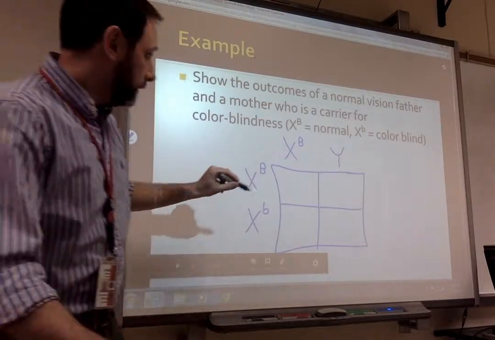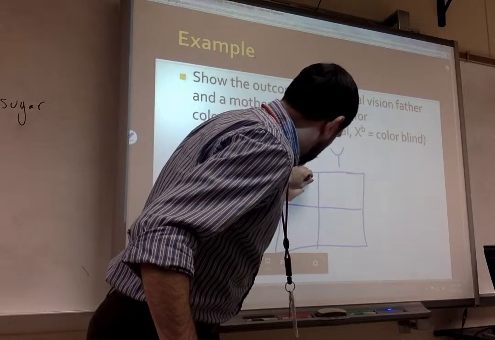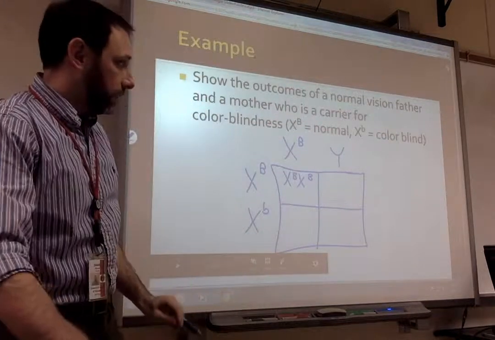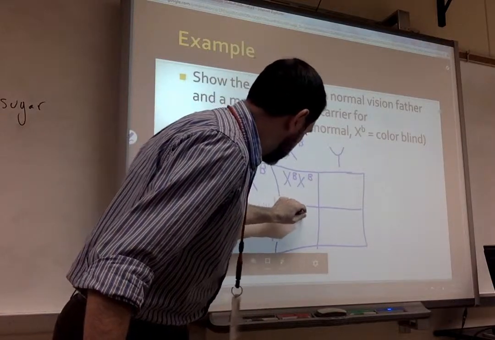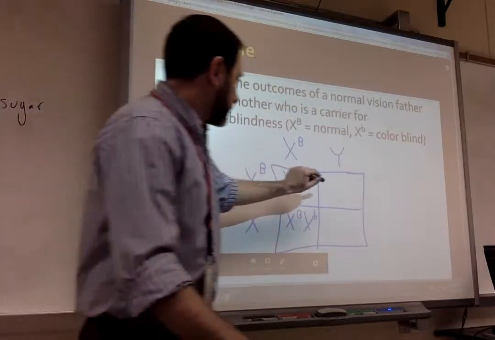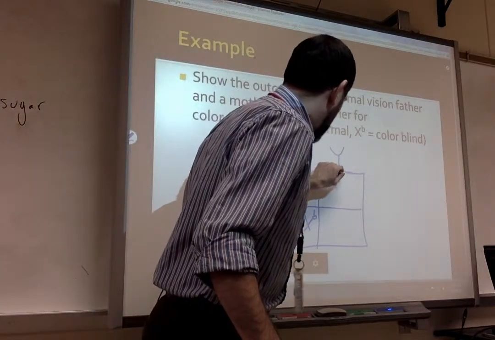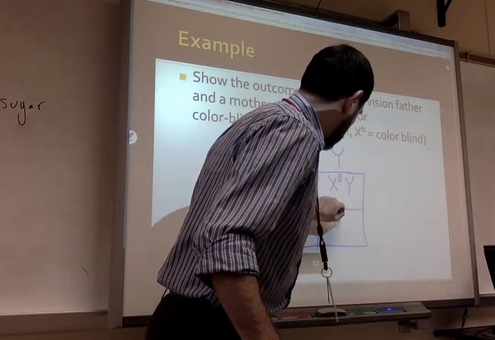Now we fill it in, and in this box we're going to have a homozygous dominant individual. In this box we're going to have a heterozygous individual. In this box we're going to have a male. In this box, we also have a male.